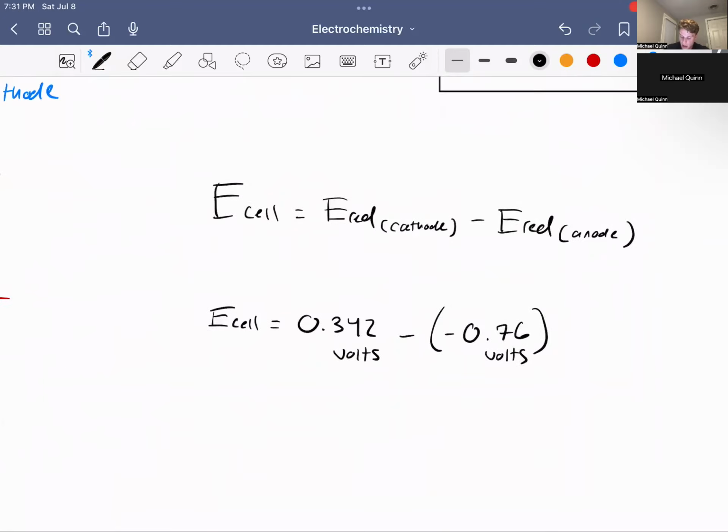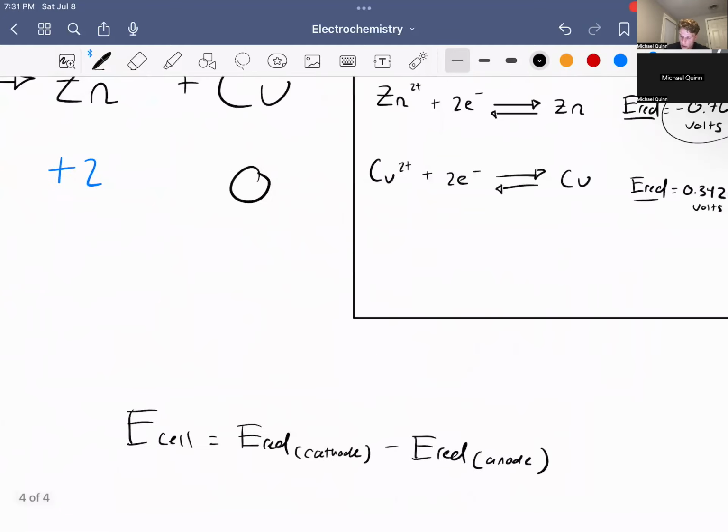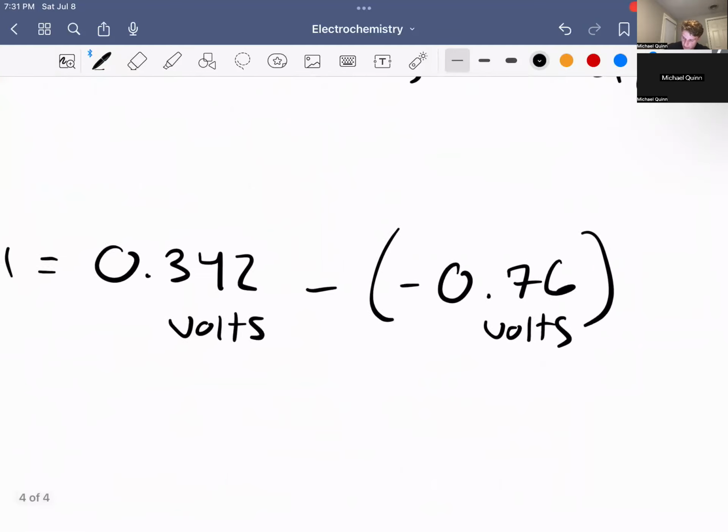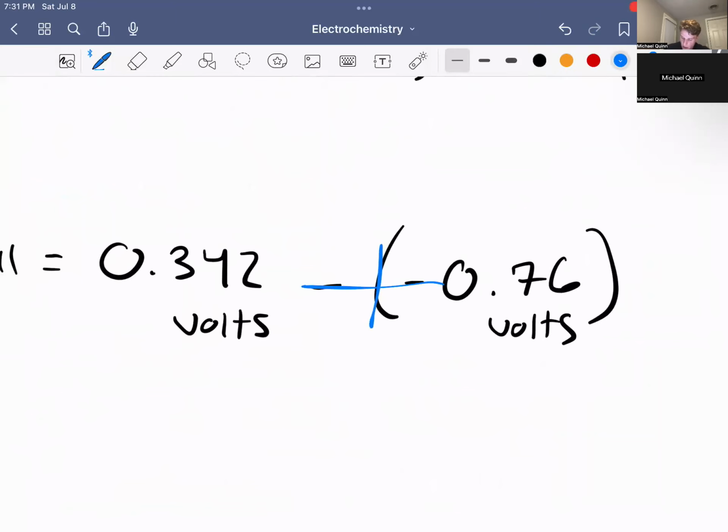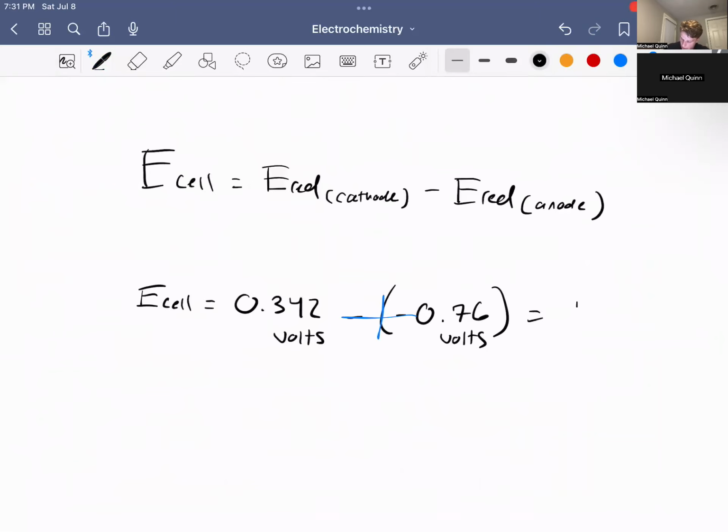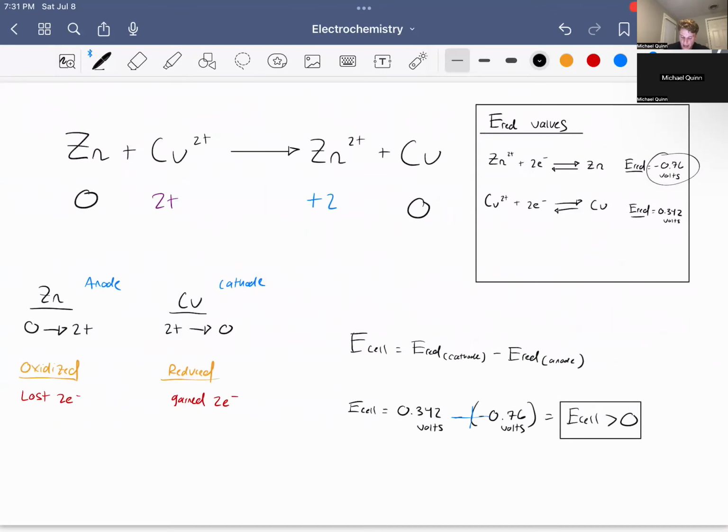As we can see from this Ecell equation, we are going to get a positive value for Ecell. This means that if we were to set up an electrochemical cell with zinc at our anode and copper at our cathode, this redox reaction would occur spontaneously because our Ecell is greater than 0.